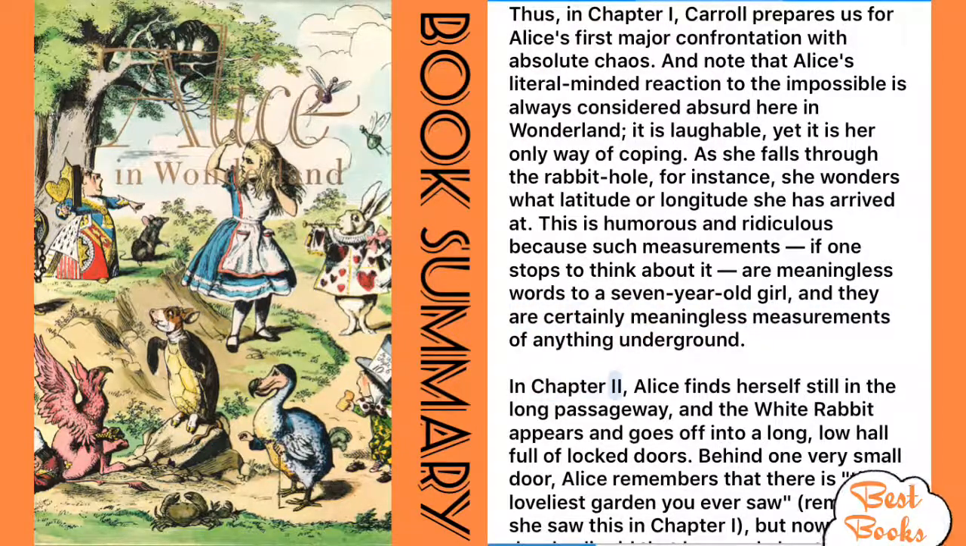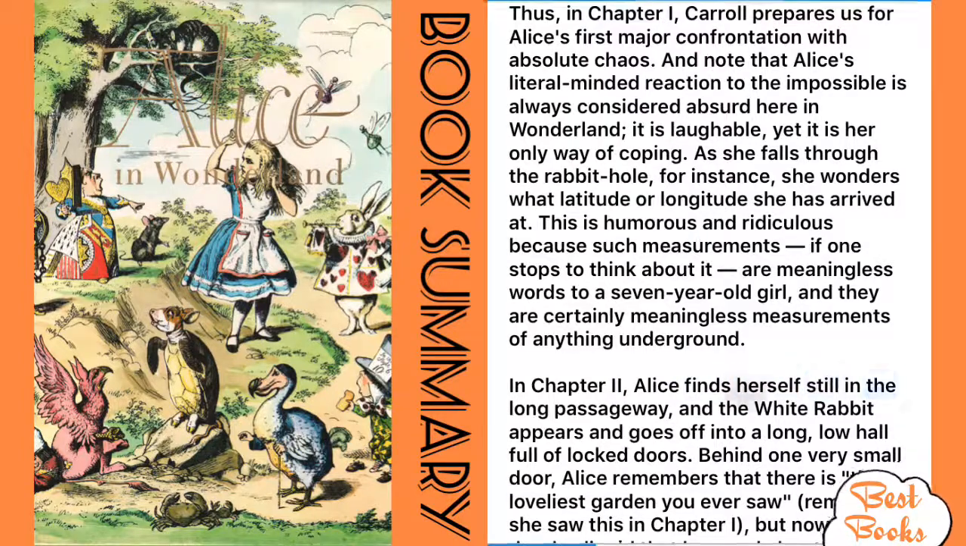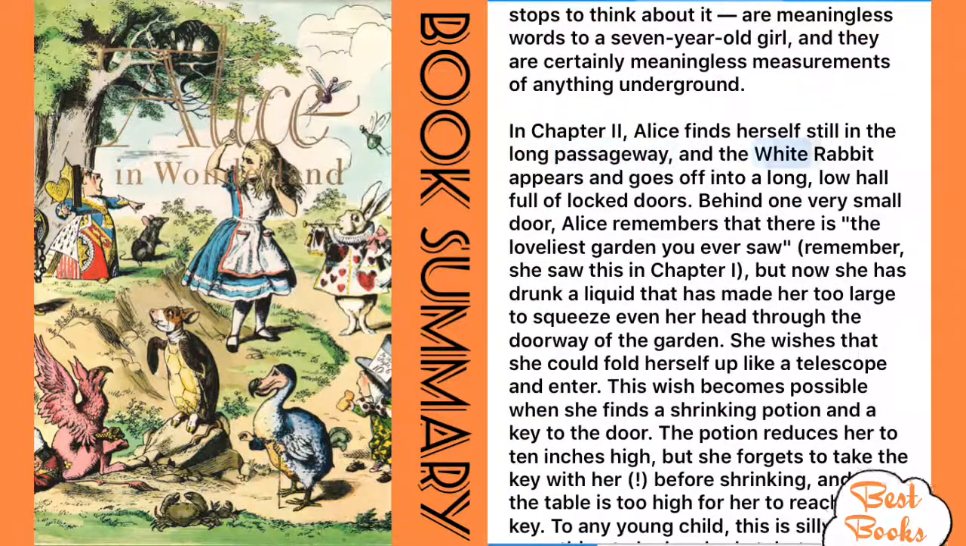In Chapter 2, Alice finds herself still in the long passageway, and the White Rabbit appears and goes off into a long, low hall full of locked doors. Behind one very small door, Alice remembers that there is the loveliest garden you ever saw. Remember, she saw this in Chapter I. But now she has drunk a liquid that has made her too large to squeeze even her head through the doorway of the garden. She wishes that she could fold herself up like a telescope and enter.